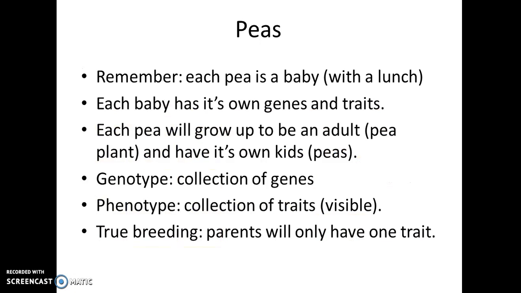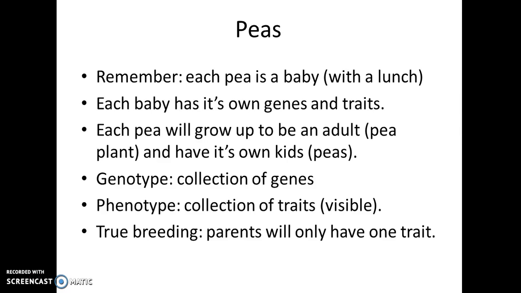We need to remember that each pea is a baby with a lunch. If planted into the ground, each pea has the potential of being an adult pea plant and having its own kids. So each baby has its own set of genes, has its own set of traits, and each pea will grow up to be an adult and have its own kids. Now we're going to define some terms. A genotype is a collection of genes, whereas a phenotype is a collection of traits or visible characteristics.